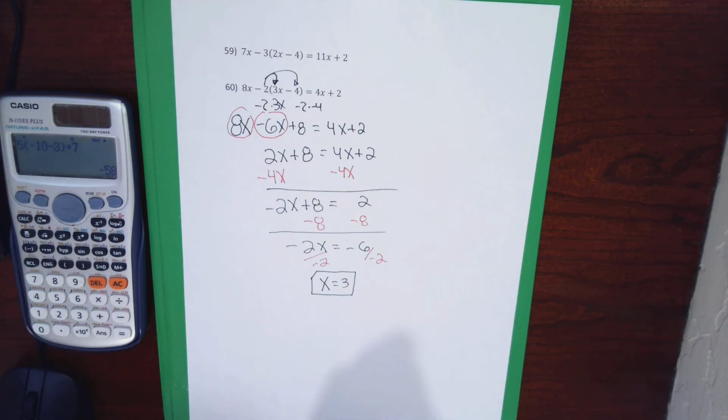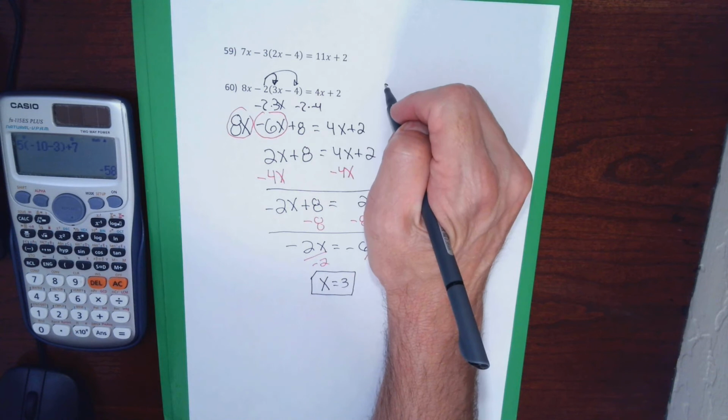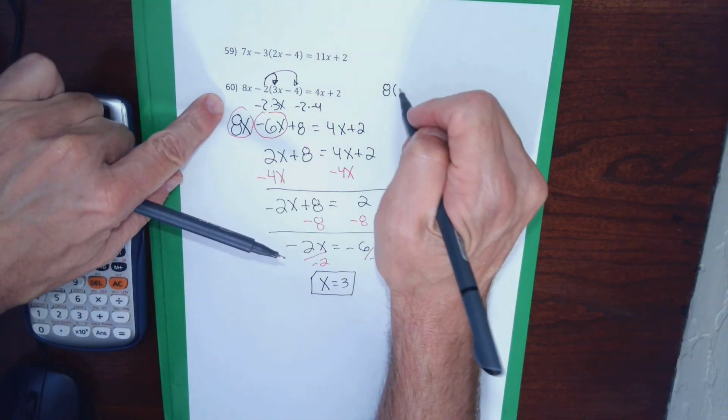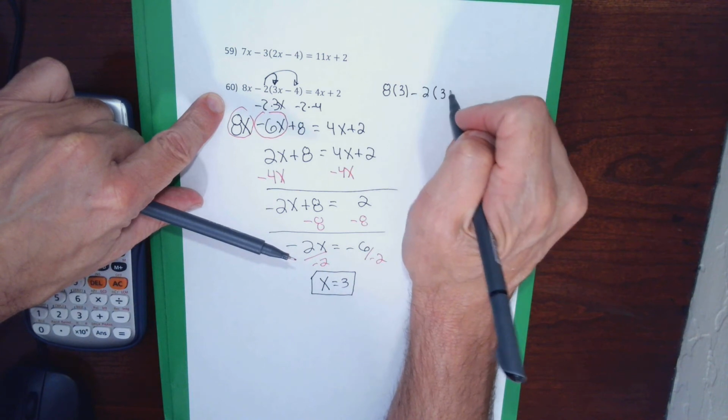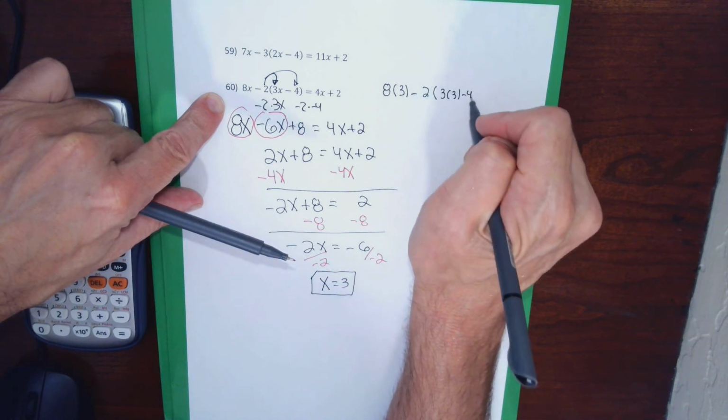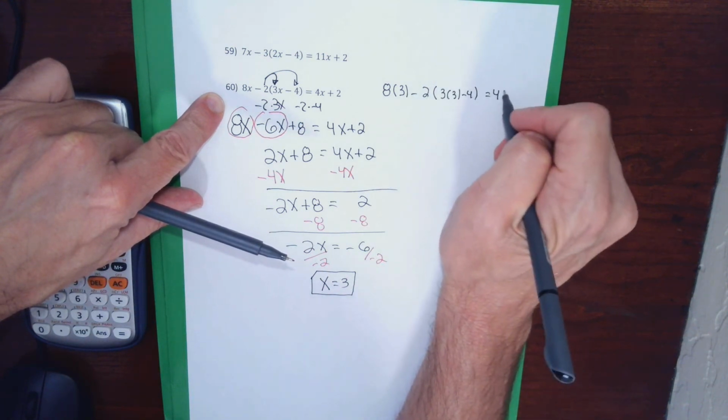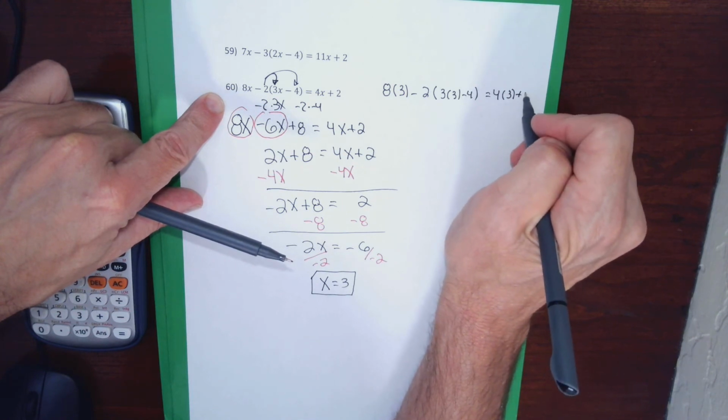I get x equals 3. And, gosh, there's actually 2 more problems after this. Let me check to see if 8 times 3 minus 2 times 3 times 3 minus 4 equals 4 times 3 plus 2.